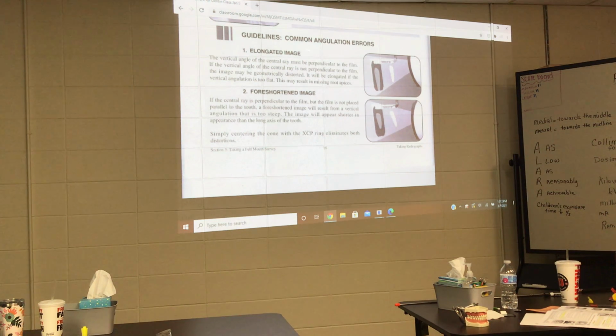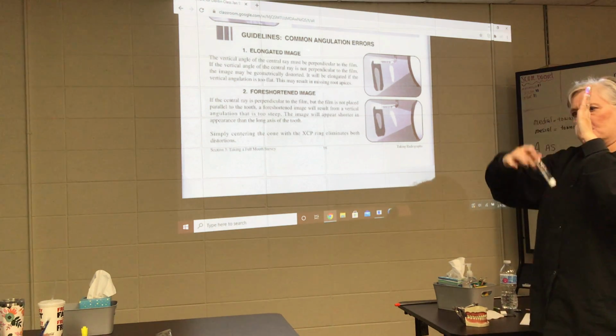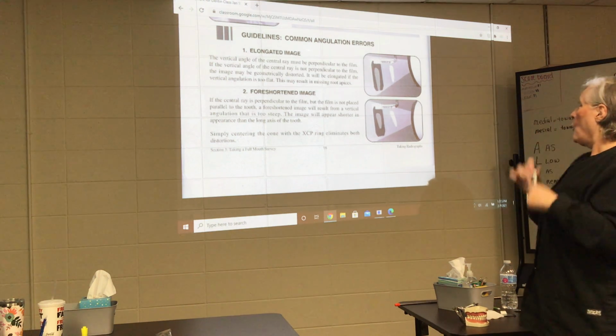Okay, the vertical angle of the central ray must be perpendicular to the film. What's another way of saying that? The vertical angle of the central ray must be at a 90-degree angle to the film. If it's not, if it's too vertical, that's going to cause that image to be stretched. Can you imagine that? If it's too vertical, then that image is going to be stretched or elongated.